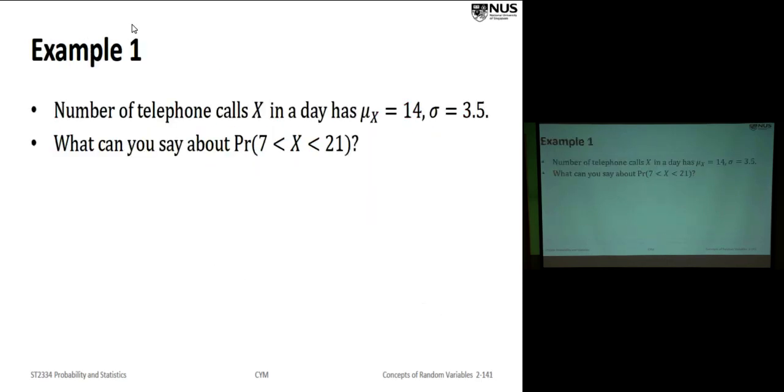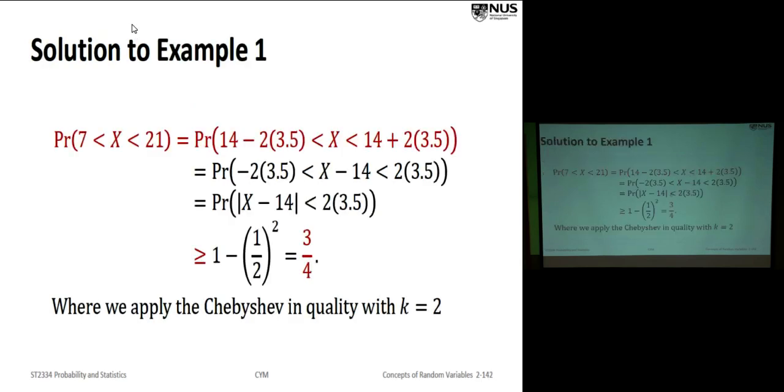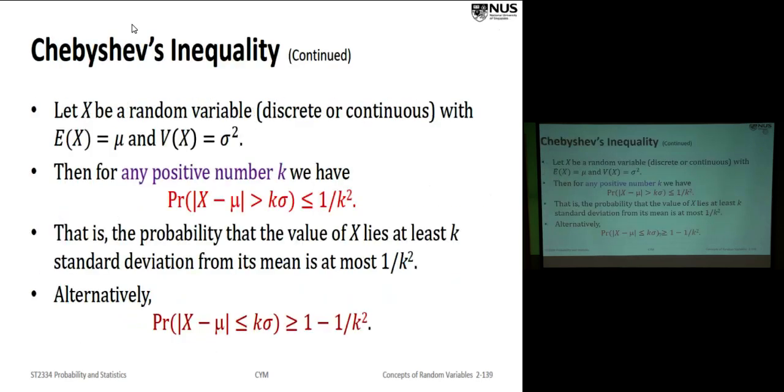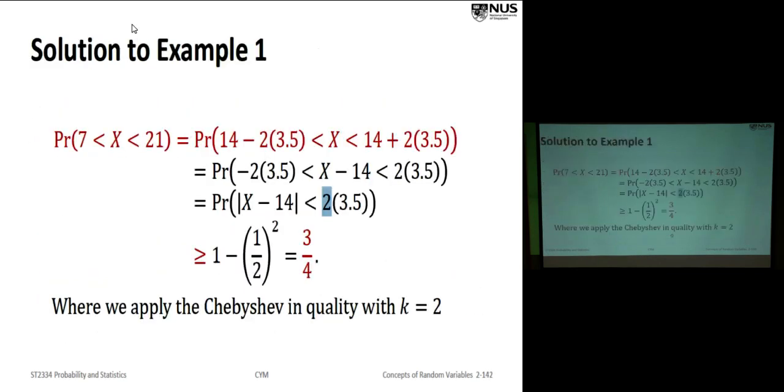Of course, if these bounds were different, some of these tricks would not work, because these are all to do with sevens. So I'm now at the probability that x minus 14 in absolute value is at most 2 times 3.5. This is the mean, this is the standard deviation, and I'm going to call that k, which is 2. Now I apply Chebyshev's inequality, and that is at least 1 minus 1 over 2 squared, which is 1 minus 1 over 4, which is 3 over 4.